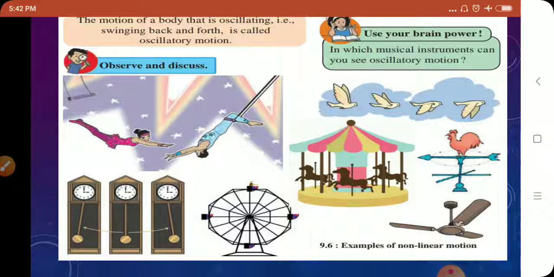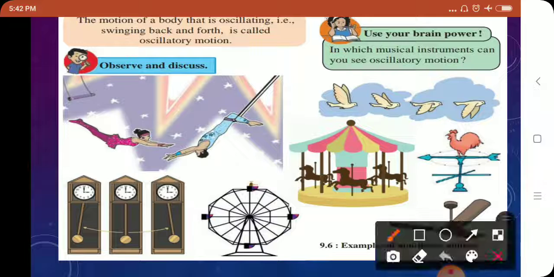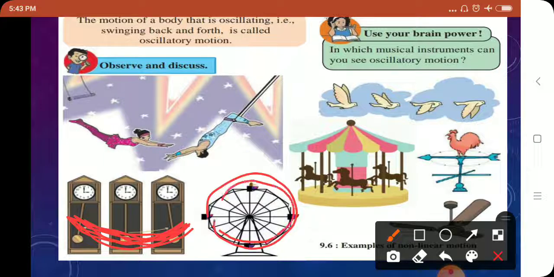See here, this pendulum clock. The pendulum of this clock moves like this. So this is not in a straight line. This is non-linear motion, oscillatory motion. Understood? This giant wheel moves in a circular way. So this is circular motion. Merry-go-round also is moving in a circular way. So this is also circular motion. Okay.